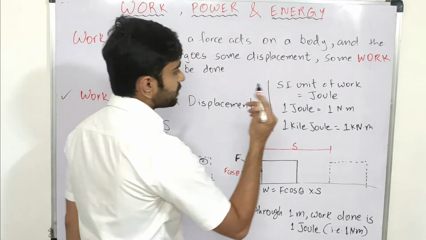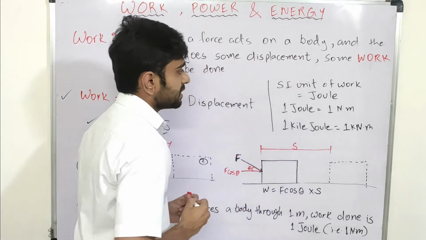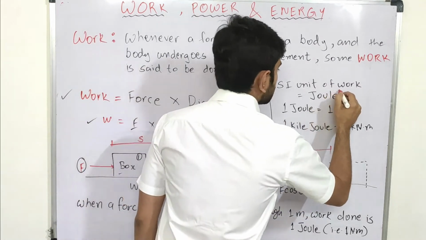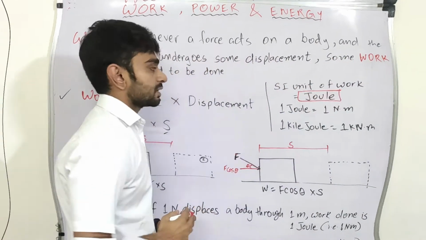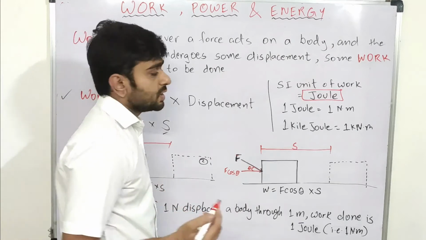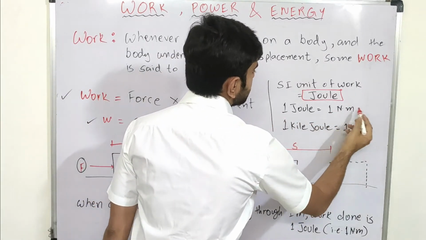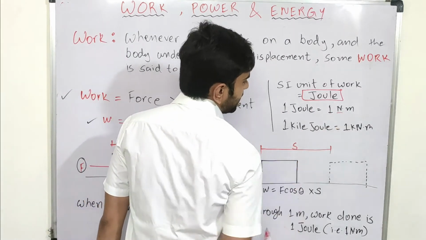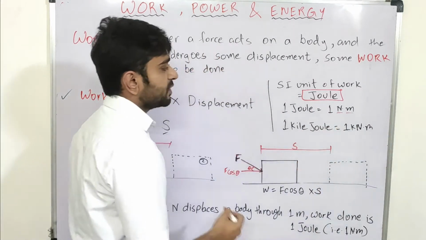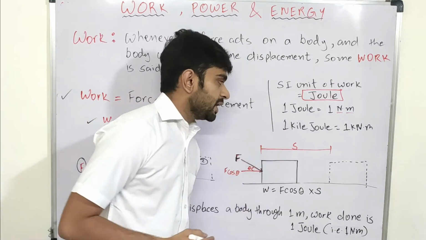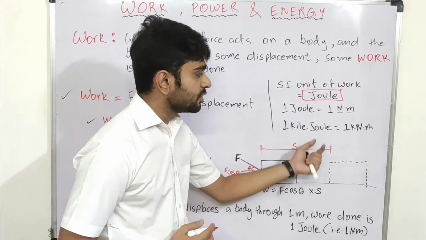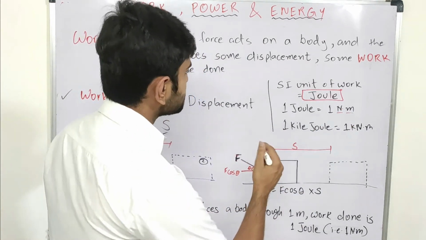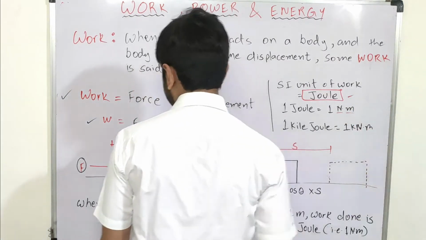And talking about the SI unit of work, it is joule. This is the SI unit of work. Now what is joule? 1 joule is equal to 1 Newton into meter. That is, force applied in Newton and displacement in meter. 1 Newton meter is 1 joule. And 1 kilojoule is 1 kilonewton into meter. So this is about the SI unit.